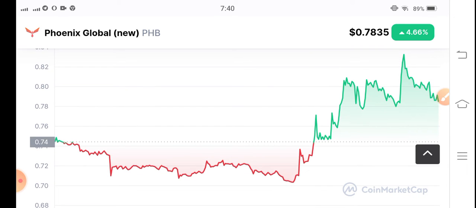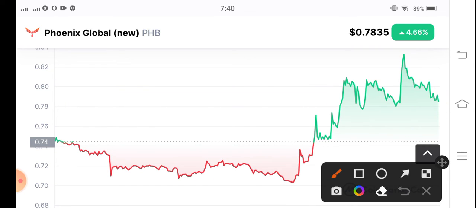I think it's now making a reversal guys, so you have to wait for confirmation now. If it breaks this support line, it's confirmed that it will crash guys, but if it makes a reversal, in this case there is a possibility that it will pump. So wait for this confirmation guys.